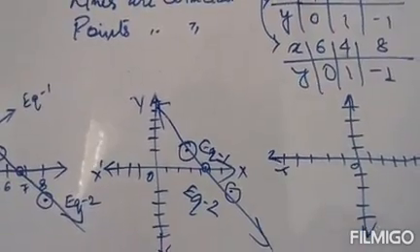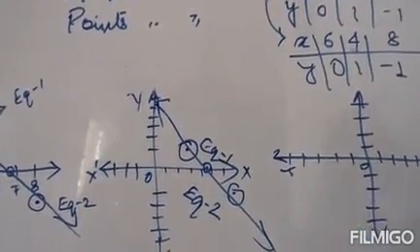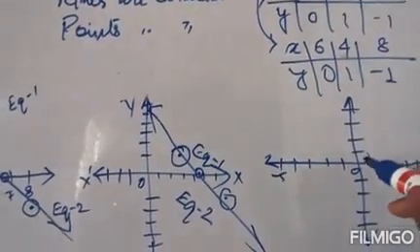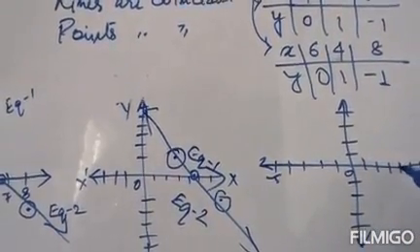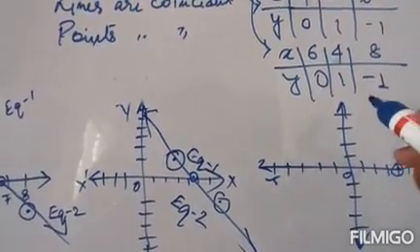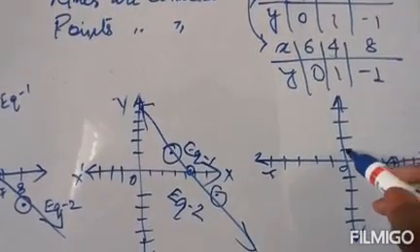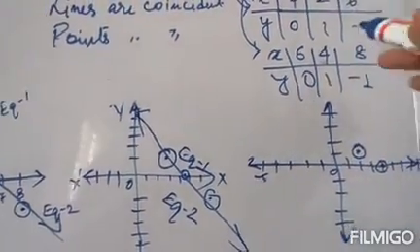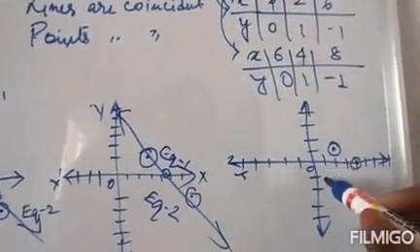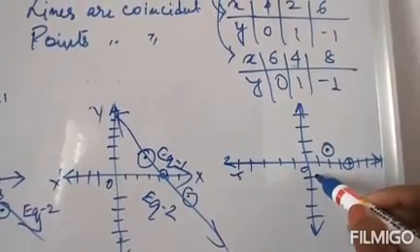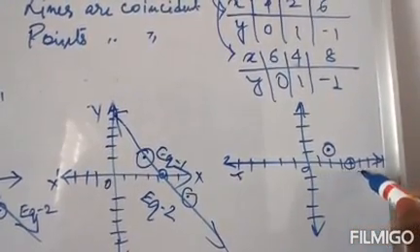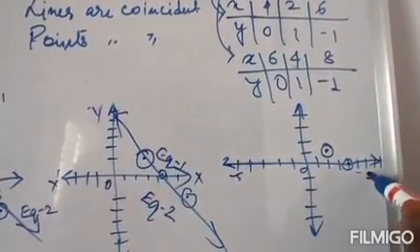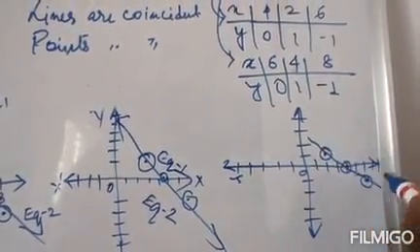So for the first one, y is 0, x is 4. Somewhere here. Okay, y is 1, x is 2. Somewhere here. Y is minus 1, minus 1 means down, and x is 6. Somewhere here. So our line will be this one.